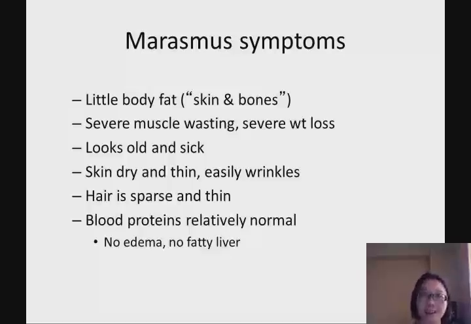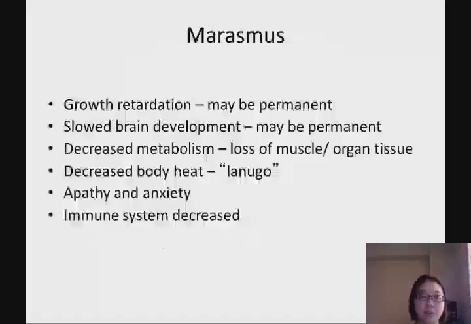They look old and sick because think about their skin cannot be covered with stored fat. Their skin is dry and thin, easy to wrinkle. Hair is sparse and thin. Their blood protein is relatively normal because everything is kind of low. That's why when you measure their blood parameters, they are normal. So you're not going to see edema. You're not going to see any fatty liver in marasmus kids.